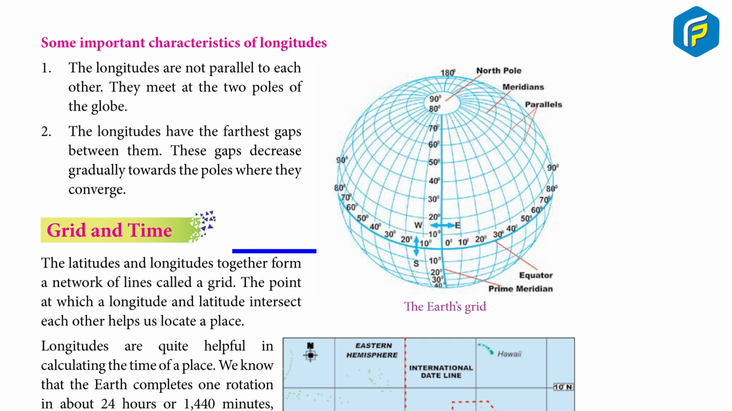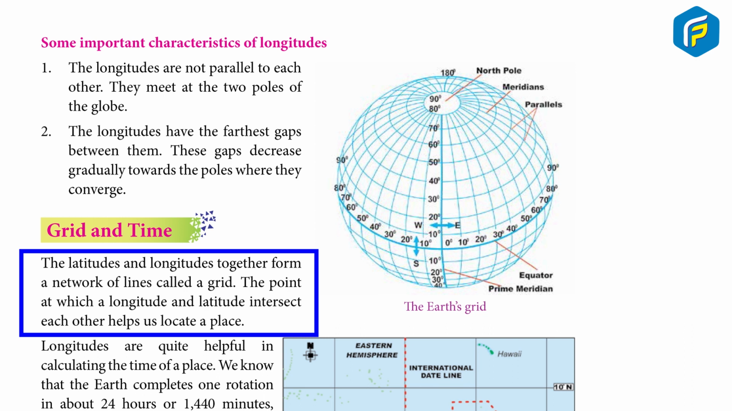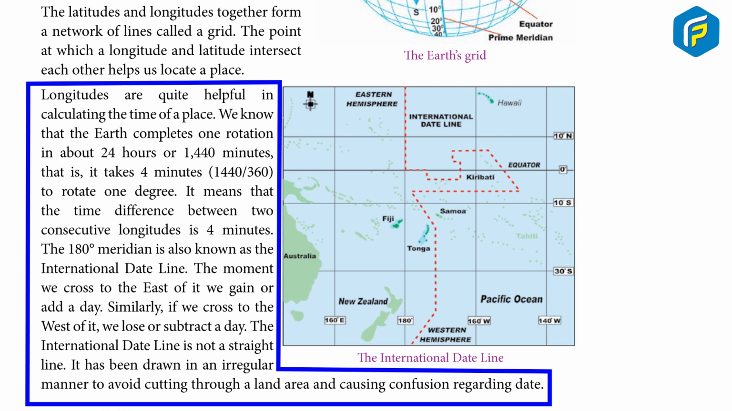Grid and time. The latitudes and longitudes together form a network of lines called a grid. The point at which a longitude and latitude intersect each other helps us locate a place. Longitudes are quite helpful in calculating the time of a place. We know that the Earth completes one rotation in about 24 hours or 1440 minutes. That is, it takes 4 minutes, 1440 upon 360, to rotate 1 degree.